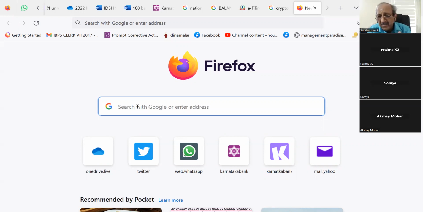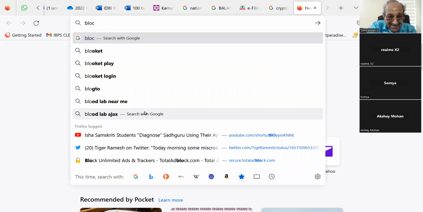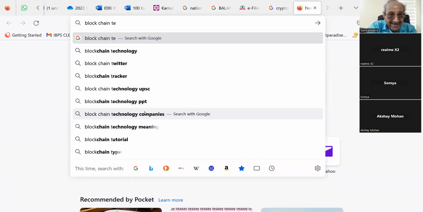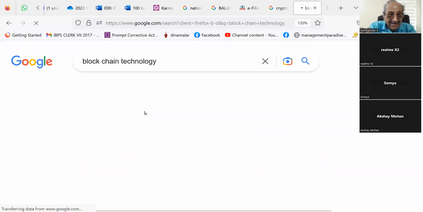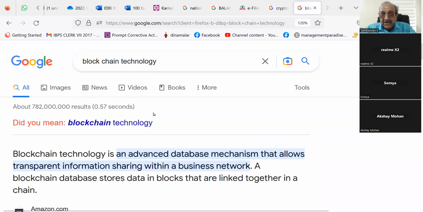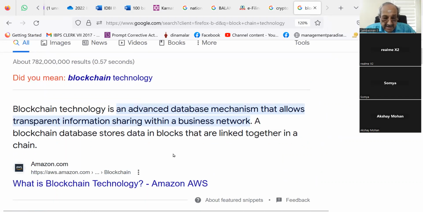Sir, what is blockchain technology? If I say in an interview that it is based upon that technology, then they will ask what is blockchain technology. Blockchain technology is an advanced database mechanism that allows transparent information sharing within a business network. A blockchain database stores data in blocks that are linked together in a chain.